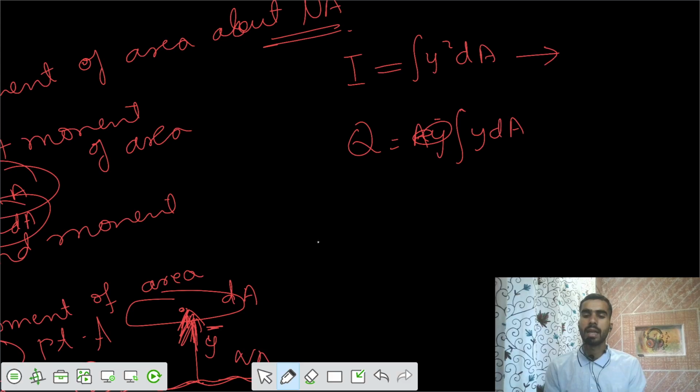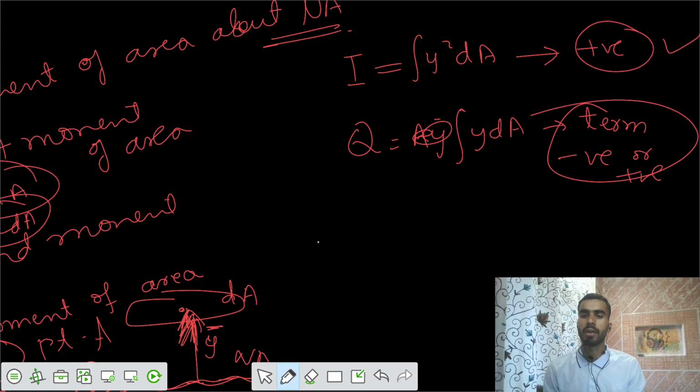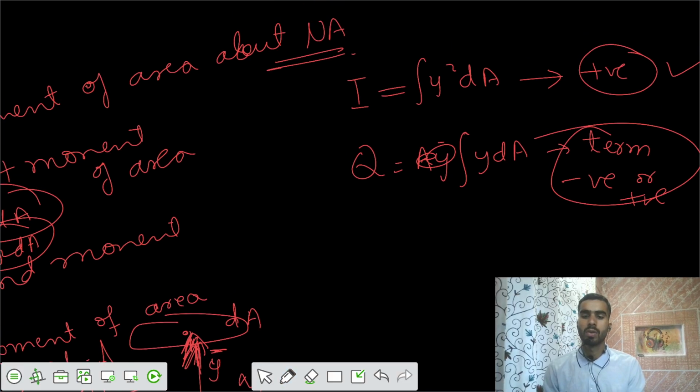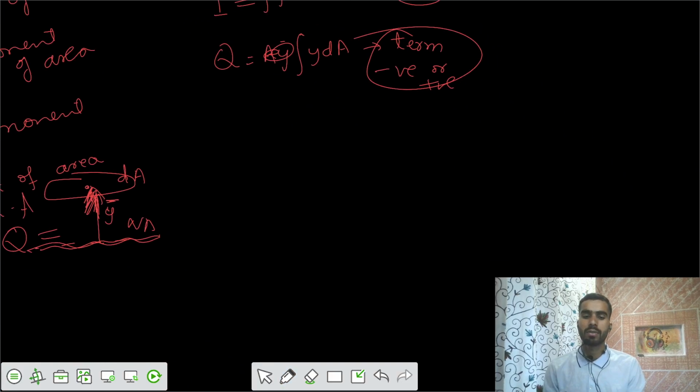We can say that this term, the first moment of area, can be negative or positive. But the first term is always positive, and this one can be negative or positive. So we got the terms here. So let's write the equation now.